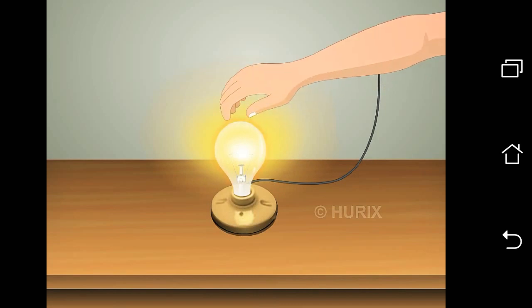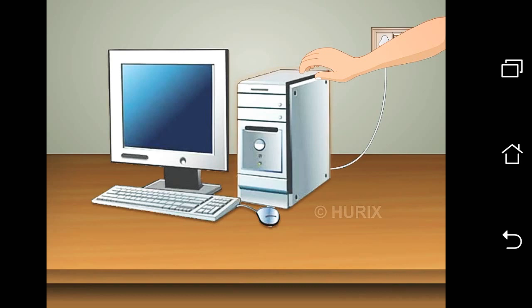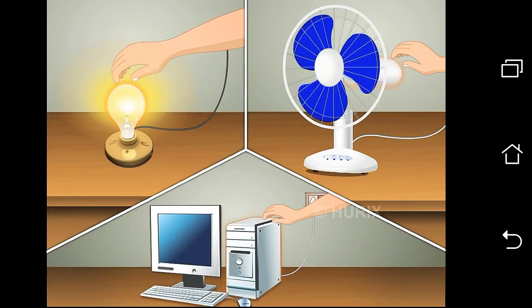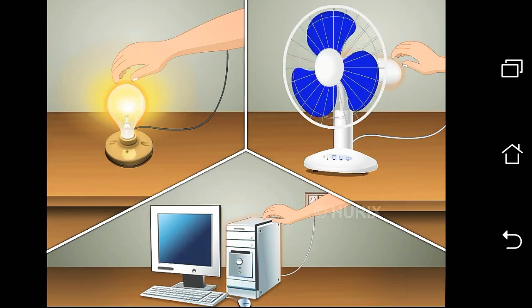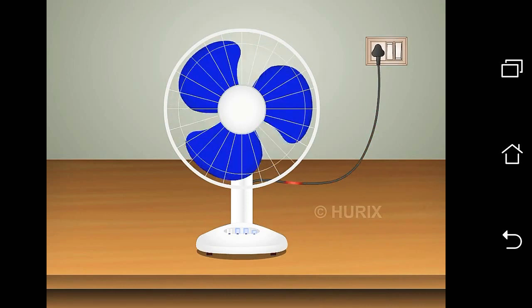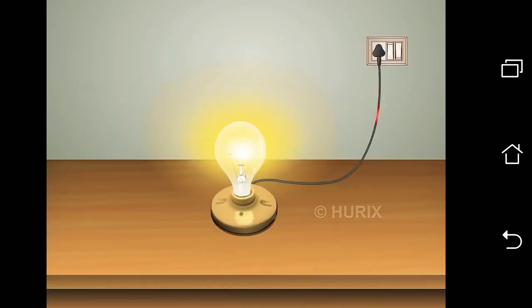You can feel the warmth when a bulb, a fan, or a computer is being used. You know that these gadgets are the ones in which electrical energy is converted into some other form of energy. When you look at this fan, here, electrical energy is converted into rotational motion. In the case of a bulb, electrical energy is converted into light energy.